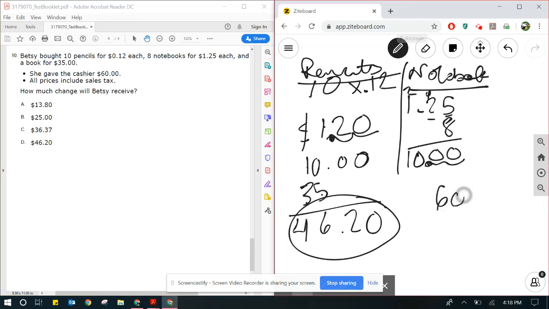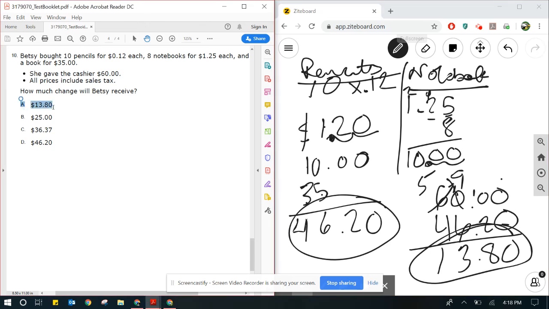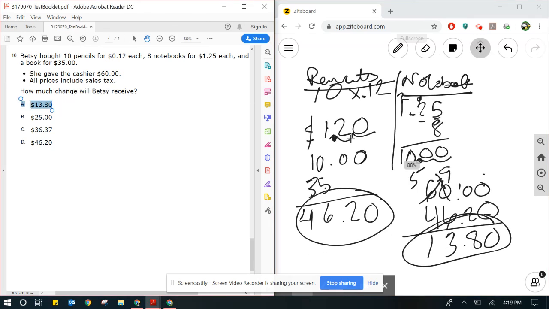So I'm going to take 60 minus $46.20. So I put 0, 0 in here. And so clearly, right, I'm going to subtract 0 minus 0 is 0. This is going to go away. So I'm going to get 5, carry the 1. This is going to be a 9. This is going to be 10. 10 minus 2 is 8. I got 9 minus 6 is 3. This is 5 minus 4 is 1. So $13.80 is my answer. The answer here is A. If you have any questions, feel free to ask.